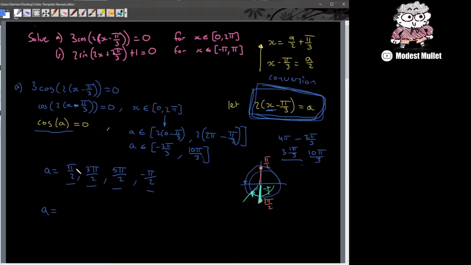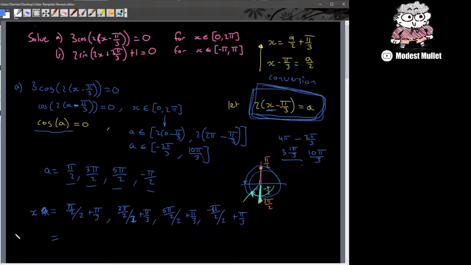So a is now equal to, let's substitute pi on 2 into this, so what do we have? We get x is equal to pi on 2 divided by 2 plus pi on 3. We also get 3 pi on 2 divided by 2 plus pi on 3. We get 5 pi on 2 divided by 2 plus pi on 3, and the last one is negative pi on 2 divided by 2 plus pi on 3.